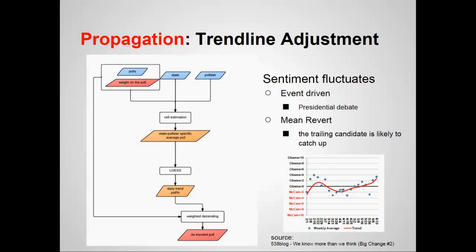So this is one of the toy examples that Nate posted in his 2008 blog. You can see that the estimation is quite noisy here. Of course, here he's using weekly. Later, he translates that into daily. So the estimation is quite noisy, so he needs to do a smoothing, which he used basically a local regression. It's called LOESS. So after you do the smoothing, you get a daily trend. And then you subtract the daily trends from each poll, and you get a detrended poll for each state.